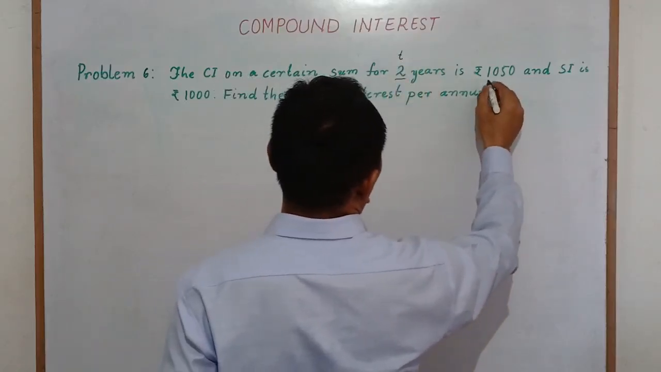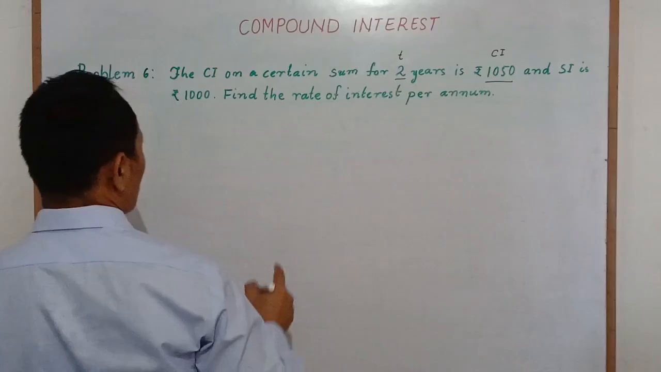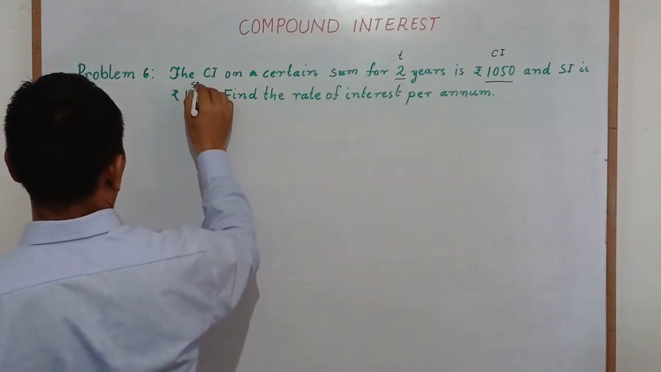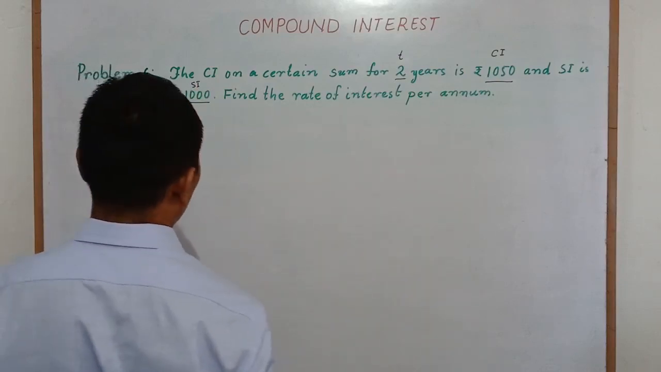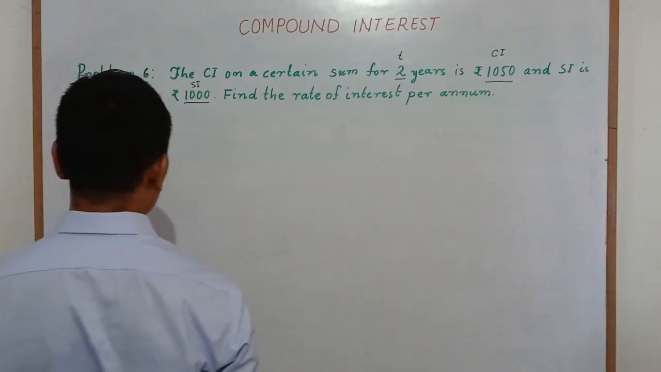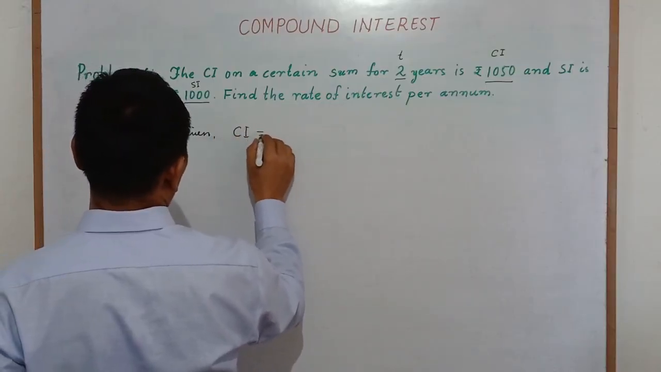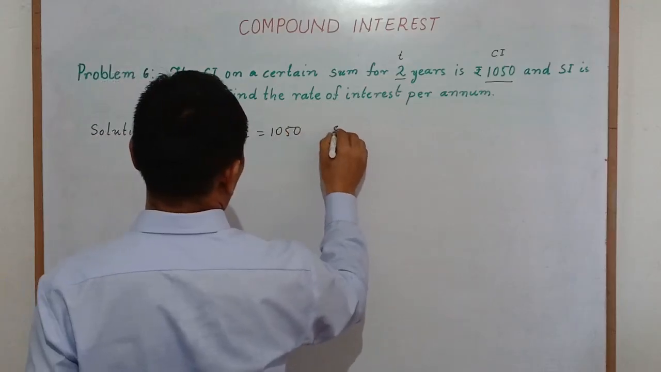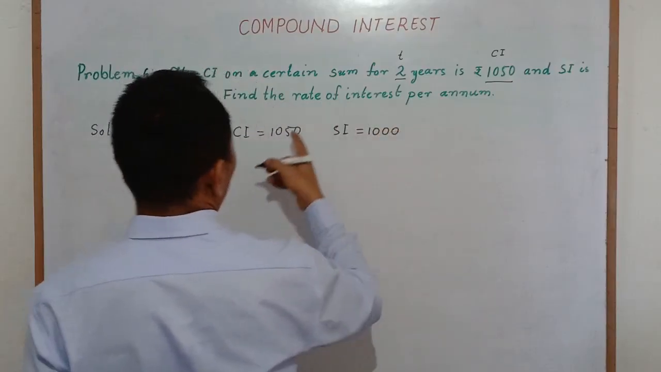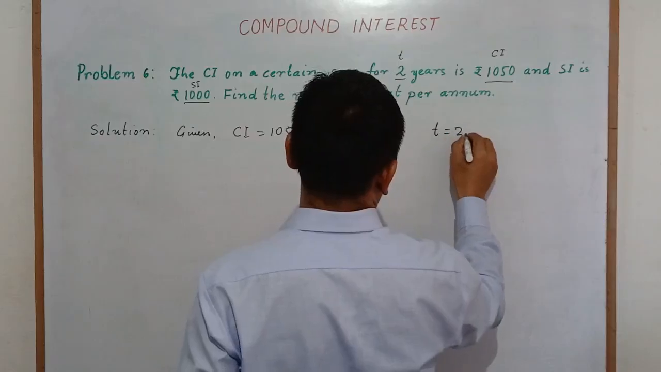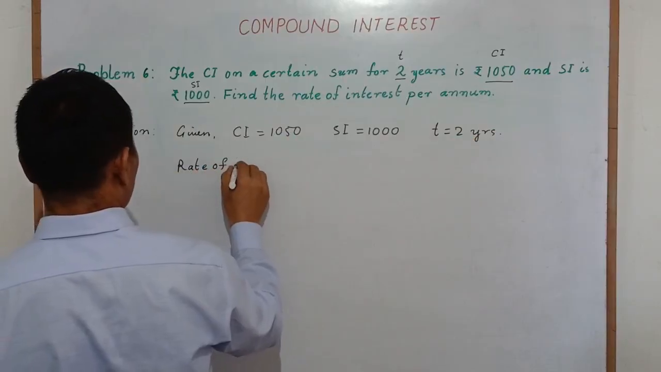Time 2 years, compound interest 1050, simple interest 1,000. Let's find the rate of interest. Given: CI is equal to 1050, SI is equal to 1,000, time is equal to 2 years. Rate of interest.